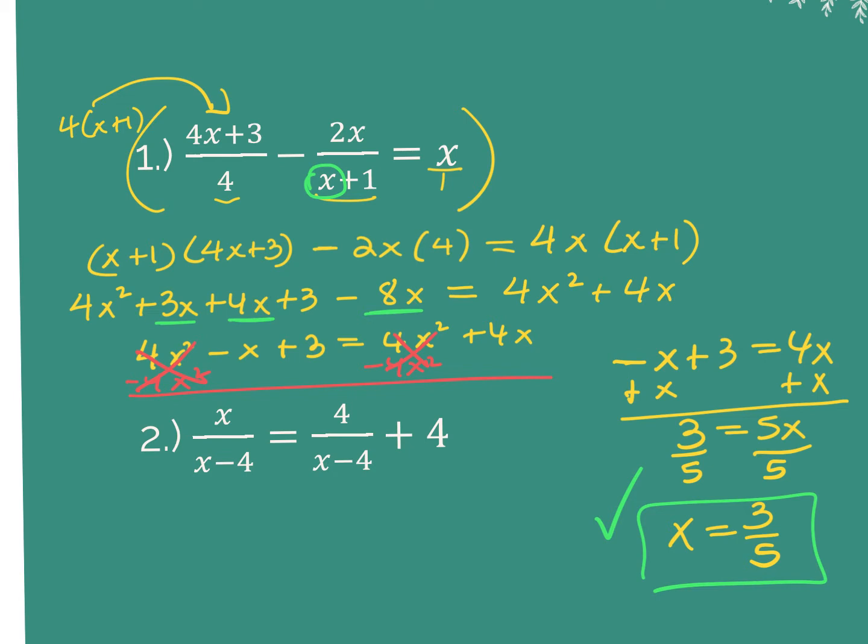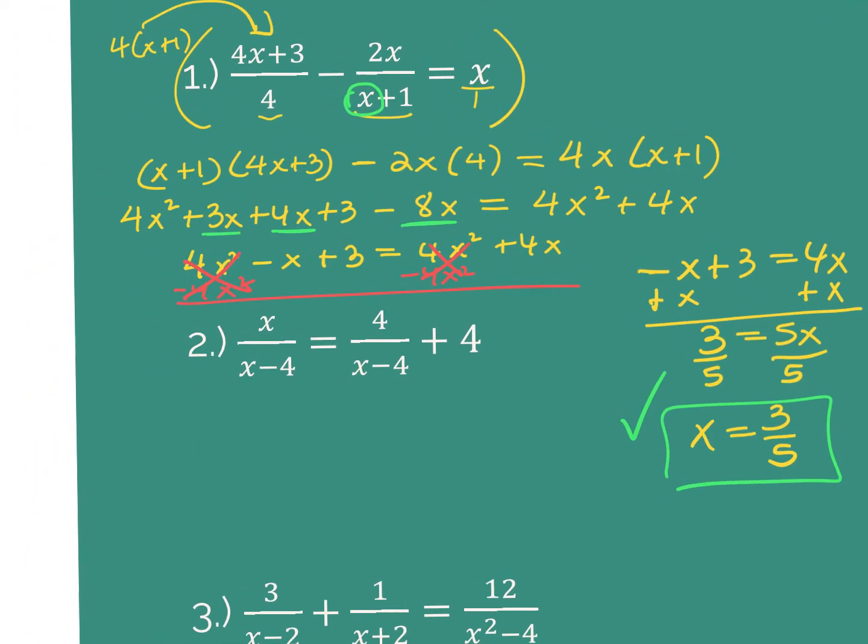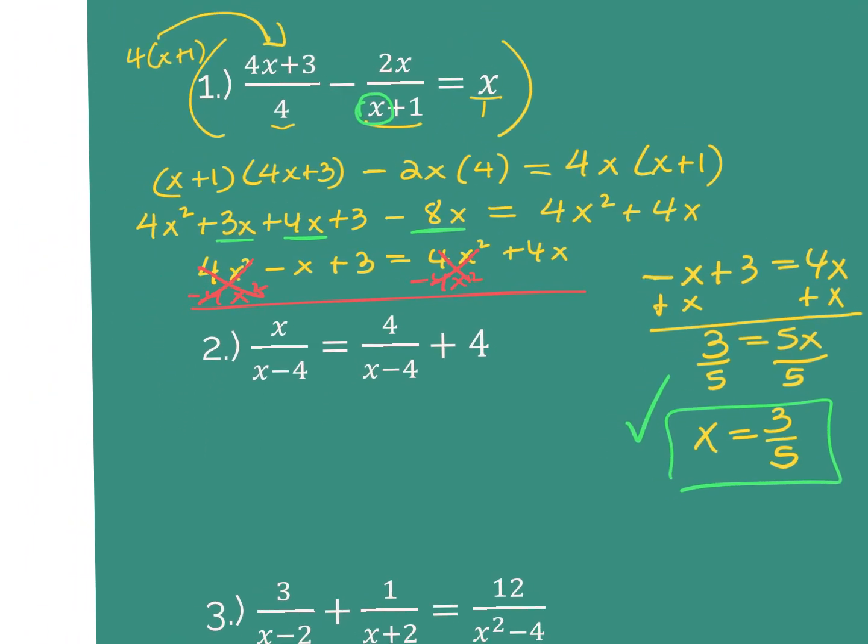Next one, same thing. I need to find the LCD, and then I'm going to multiply my entire equation by that LCD. So my LCD is going to be x minus 4. The only one that's missing it is the last term. So I'm going to multiply all 3 by x minus 4. So distribute it here, it cancels. Distribute it here, it cancels. But the last one needs it.